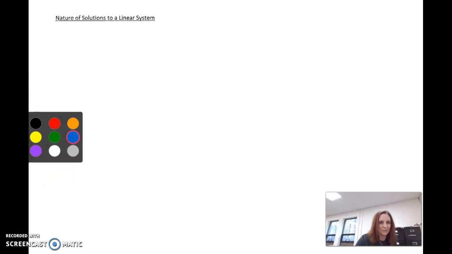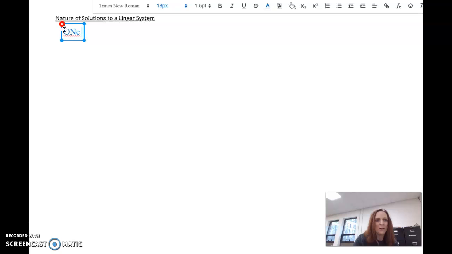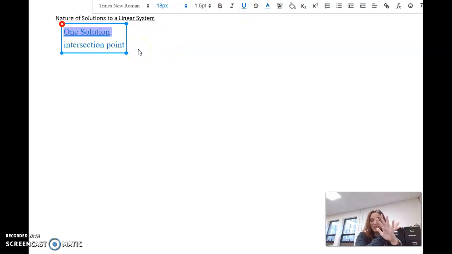And I'm going to cheat a little bit. One solution. When we say there's one solution, we say that there's an intersection point. An intersection point means if we graph the lines, they're going to intersect at some point. And that also means that they have different slopes. So if there's one solution, that means there's an intersection point, they cross somewhere, they have different slopes.